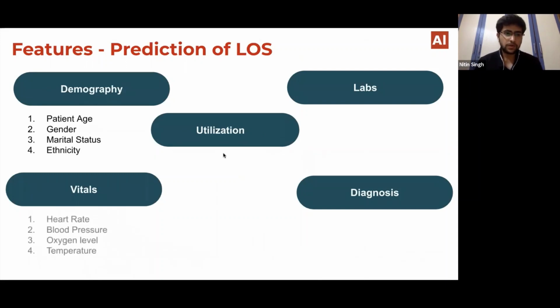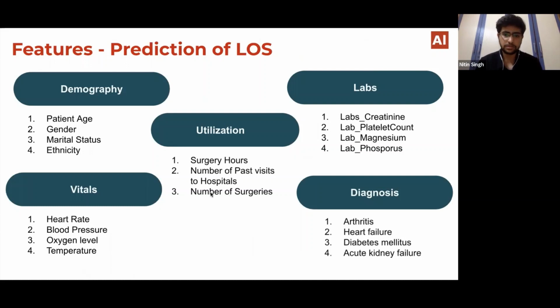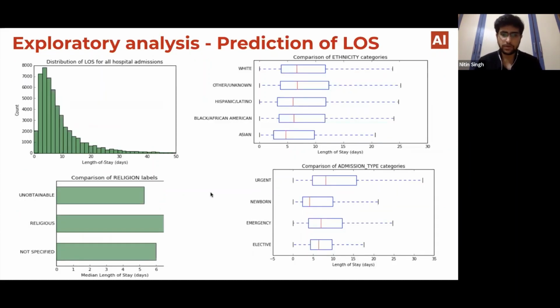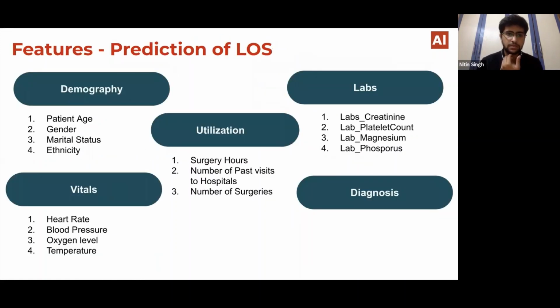All right, so features: vitals, utilization, labs. This is some exploratory analysis. We're talking about the hospital. Again, you can see the spread of length of stay and the comparison of ethnicity, and this is just how you guys do exploratory analysis on all the features with respect to length of stay. So very similar insights.